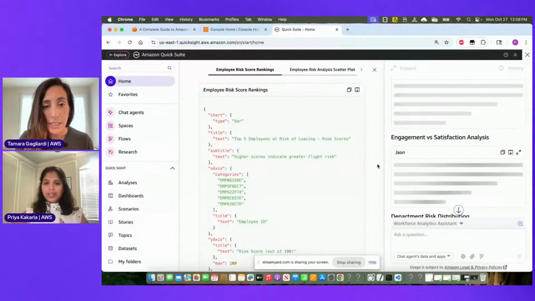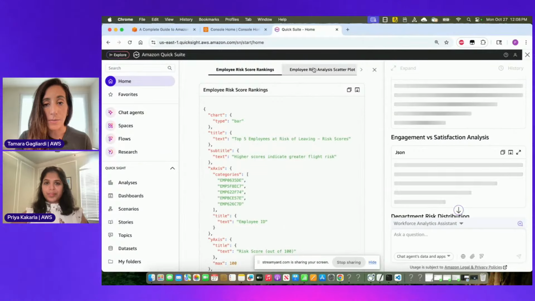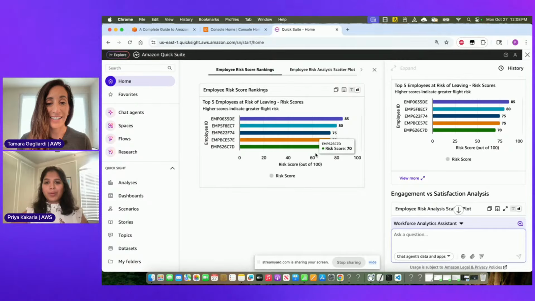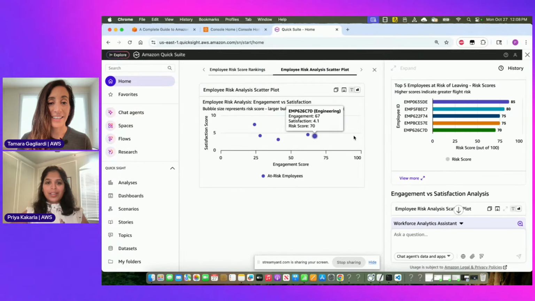So I know it did come up with, it's still going through the iteration. Processing. See, yeah, it can create. So let's say for these employees, it was telling me what was the risk score of each of these employees. It came back, and that's pretty awesome. And then it also created how was the satisfaction score versus the engagement score for these five employees.